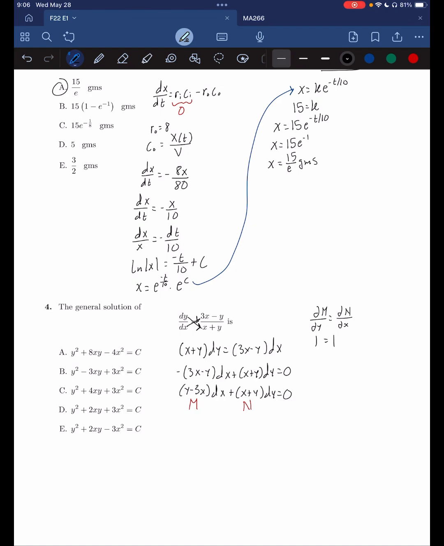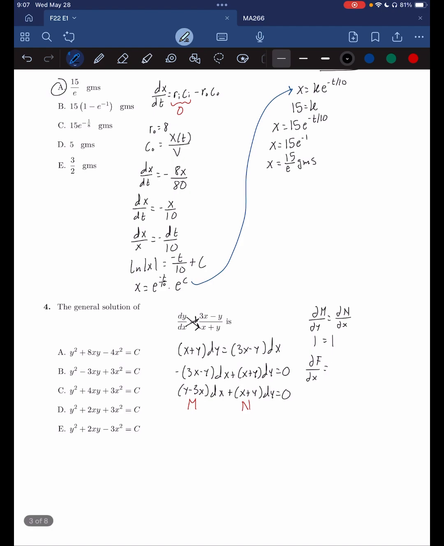That being said, our next step is I'm going to list something out. We call this m and n just kind of placeholders, but our df dx is actually equal to x plus y, and our df dy, sorry, this is my bad. df dx is actually equal to y minus 3x, and df dy is equal to x plus y.